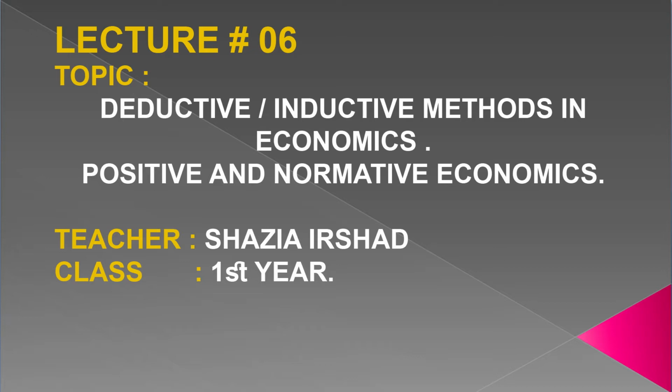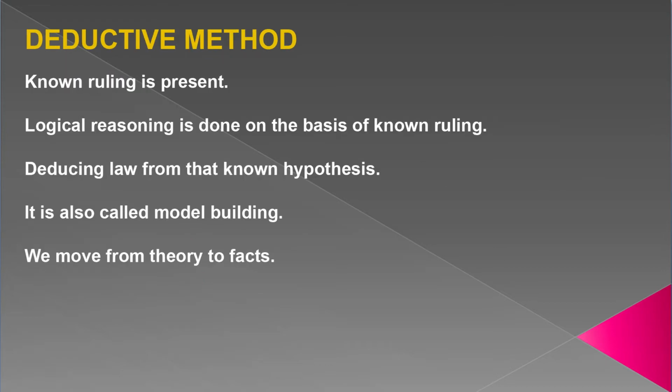There are two types of methods used in economics for deriving a law. First one is the deductive method. According to this method, some known ruling or principle is already present and used as a base. Then logical reasoning is done on the basis of that known ruling. After that reasoning, we deduce a law from that known hypothesis.